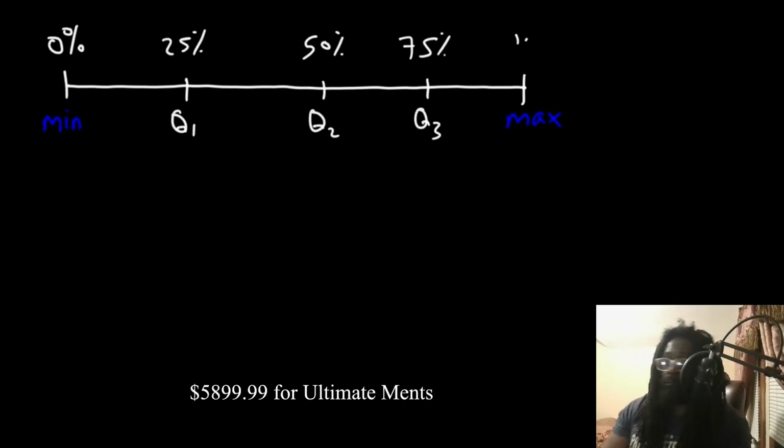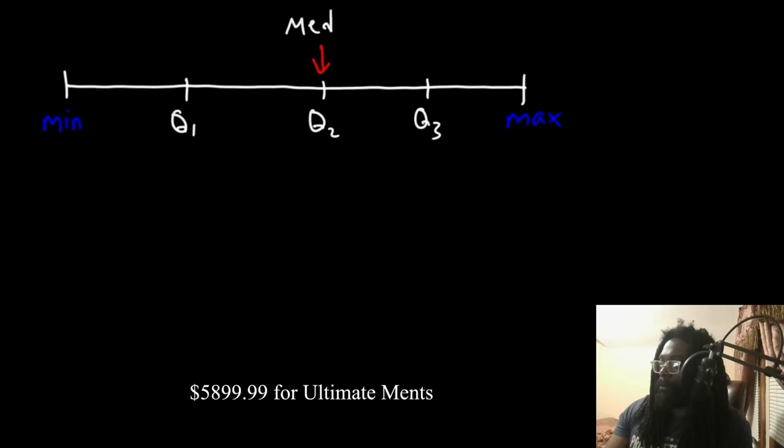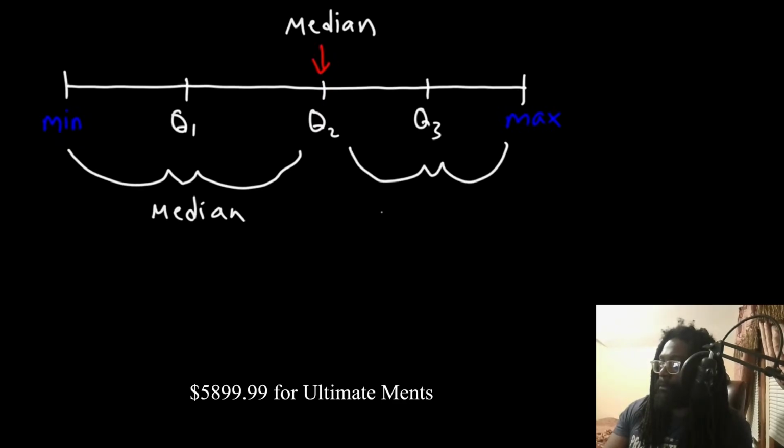75, and then this will be 100. So you could see how the quartiles are related to each other respectively. Now, how do we go about finding Q1, Q2, and Q3? How do we do that? Q2 is basically the median of the entire data set. Q1 is the median of the lower half of the data set. And Q3 is the median of the upper half of the data set.